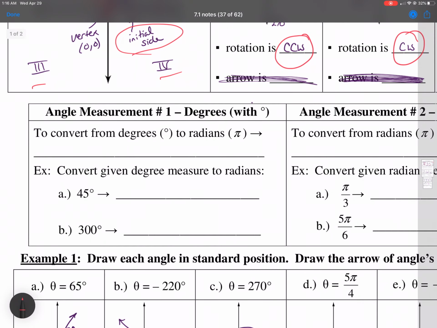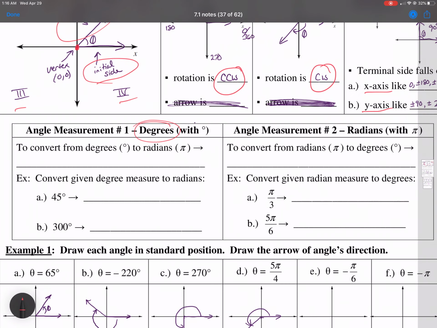There are two different ways that we list angle measurements. We do degrees, and we use radians. And radians typically have a pi symbol involved. So if we want to convert from degrees to radians, we take the degree and multiply by pi over 180. The easiest way to do this is take the degree and divide by 180, and then we'll attach the pi symbol on the end. We do not type the pi symbol in the calculator. We want to keep it in terms of pi.